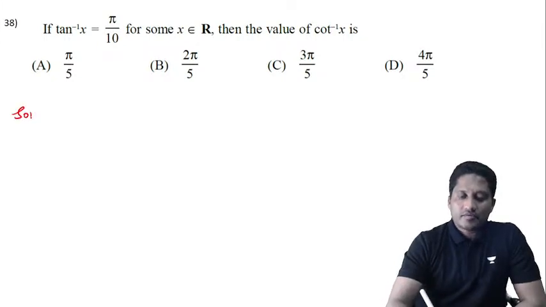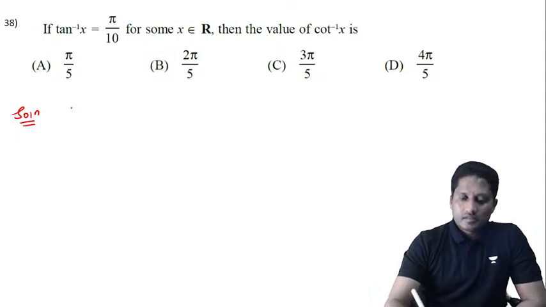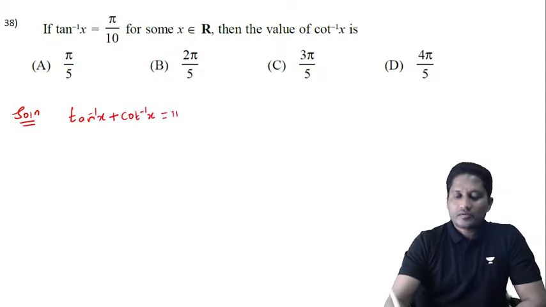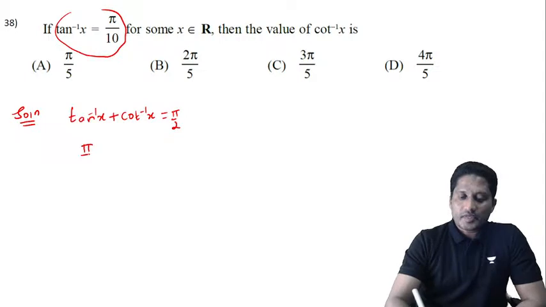Tan inverse of x is equal to pi by 10. What is the value of cot inverse of x? We know that tan inverse of x plus cot inverse of x is equal to pi by 2. Tan inverse of x is pi by 10, so this is pi upon 10 plus cot inverse of x is equal to pi by 2.